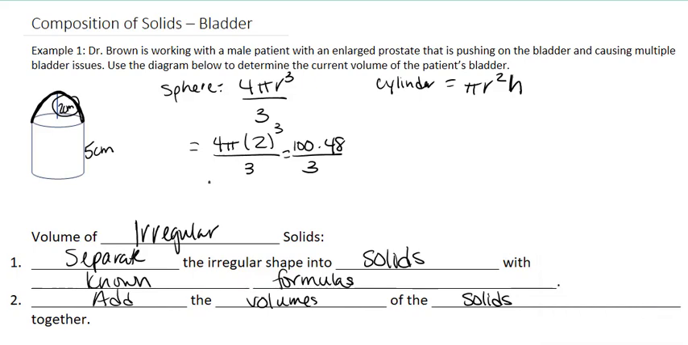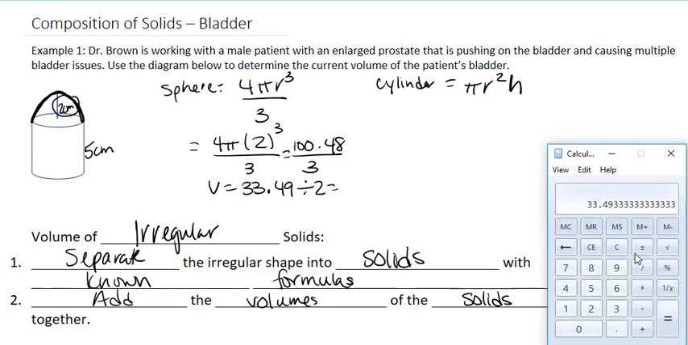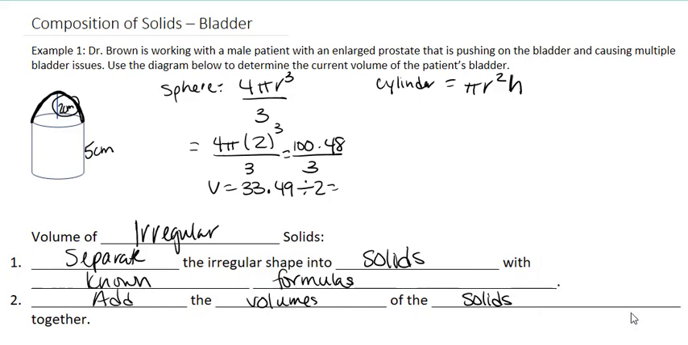Now, we know that this is for an actual sphere, but we have half a sphere. So we're going to need to divide by 2 in order to get our volume of half a sphere. So we take that number and divide by 2. This gets us to 16.75.